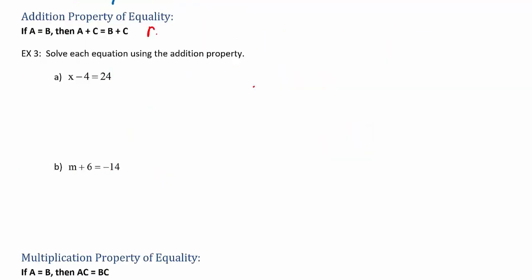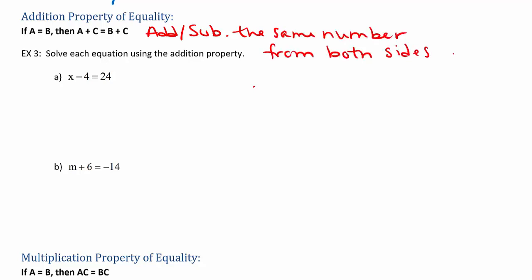So how do we find solutions? We're going to learn a couple different properties of equality. And the first property is the addition property of equality, which says that you can add or subtract the same number from both sides of an equation. And this idea of both sides is really important. We're going to learn that the main idea behind solving equations is whatever you do to one side, you have to do to the other side.